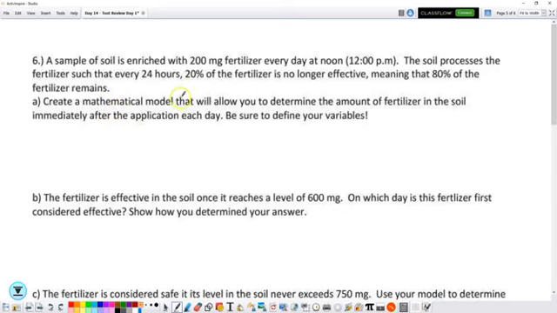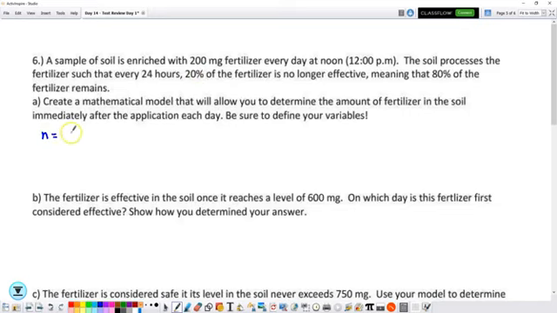So I'm really feeling like a recursive function would be good here. And the reason I say that is that I see that there is an initial value of 200, and then something is happening every day. So what I'm going to do, because we are adding fertilizer every day, and there is a percentage of decline in the fertilizer. So when I make my model, I'm going to have two variables.